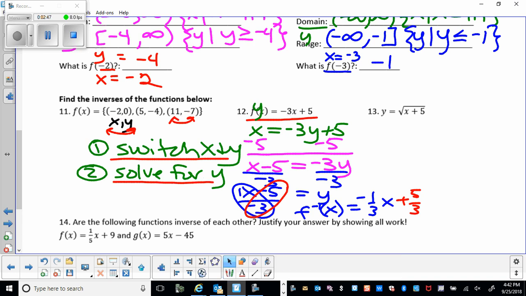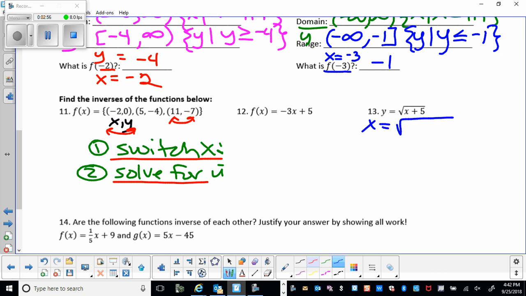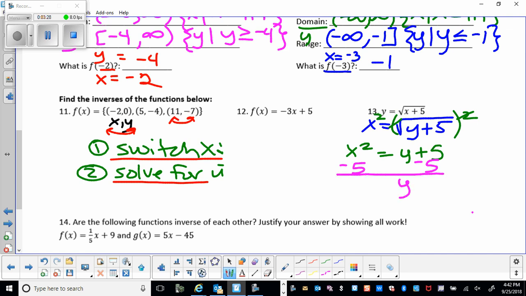All right, so let's do that for this next one. I'm going to switch the x and the y. So I have x equals the square root of y plus 5. Now how do I get rid of a radical? Well, the inverse of it is to square both sides. So I get x squared equals y plus 5. Then I continue taking off the layers, so I go -5, -5, and I have y equals x squared minus 5.